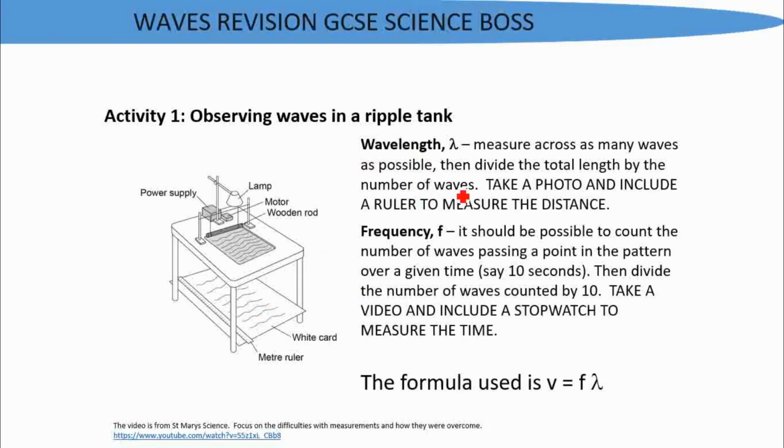Have a look at the main points here that you need to know for the ripple tank. You're going to be measuring the number of waves. You can take a photo and include the ruler in the photo to measure the distance between the waves. That would give you the wavelength. In order to measure the frequency, you could also take a video and count the number of waves passing a given point in, let's say, 10 seconds.